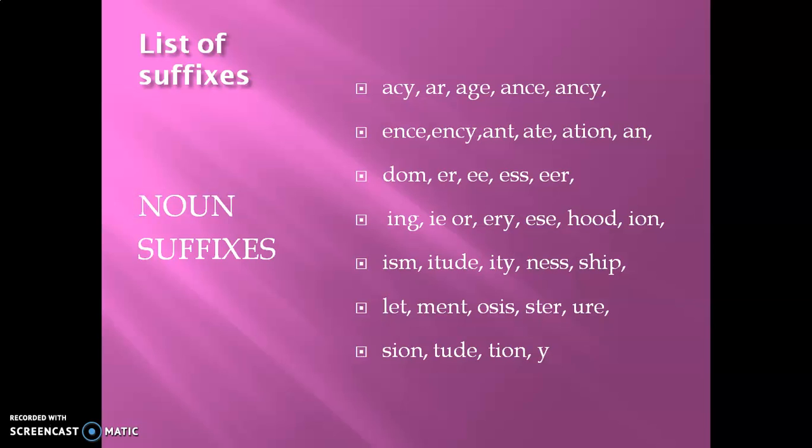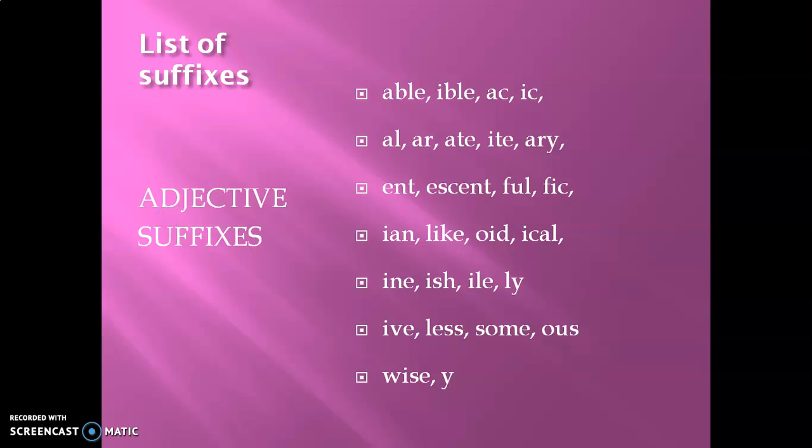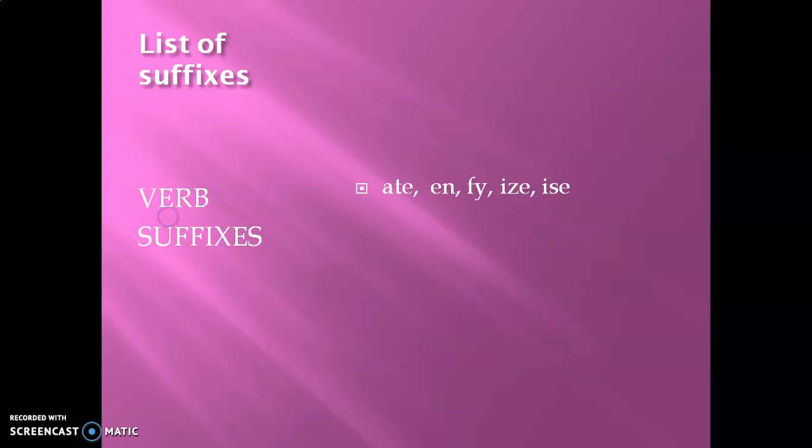Here is the list of suffixes according to the different parts of speech. So, these are all the noun suffixes. These are all the adjective suffixes. These are all the verb suffixes.